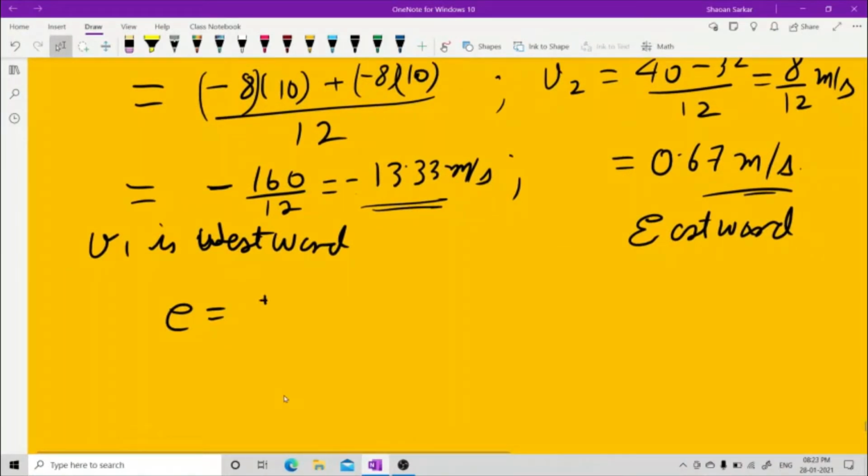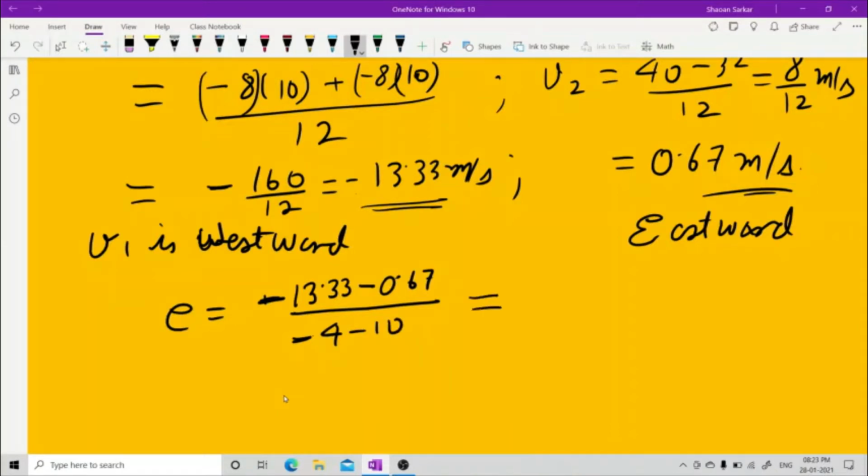See, V1 is minus 13.3 and minus V2. V2 is what? 0.67. Now what is U2? U2 is in which direction? This is V1 minus V2 and U2 minus U1. U1, that is minus, U1 is minus 4 and minus 10. So this all comes out to be around 13.9.